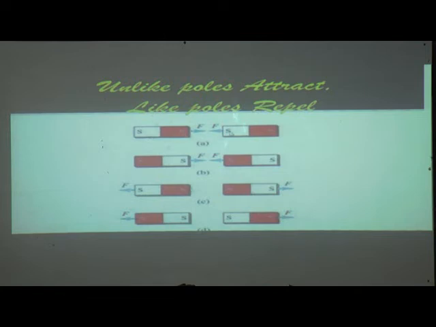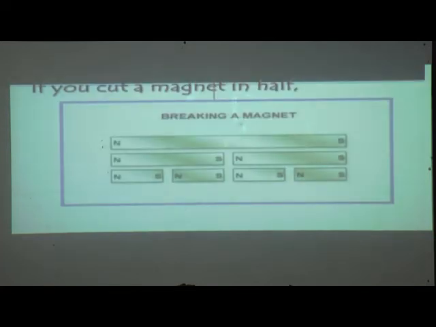So here you can see north pole, south pole, they are going to attract, south pole, north pole, they are going to attract, here north, north, they are going to repel, south, south, they are going to repel. If you cut a magnet in half, breaking a magnet, it will convert into again a new magnet which is having both poles. So here you can see a whole magnet. We cut it into two parts. So these two parts are again showing two poles, okay, north and south. Again we cut them into four parts. So these four parts are again showing two poles, north south, like this.